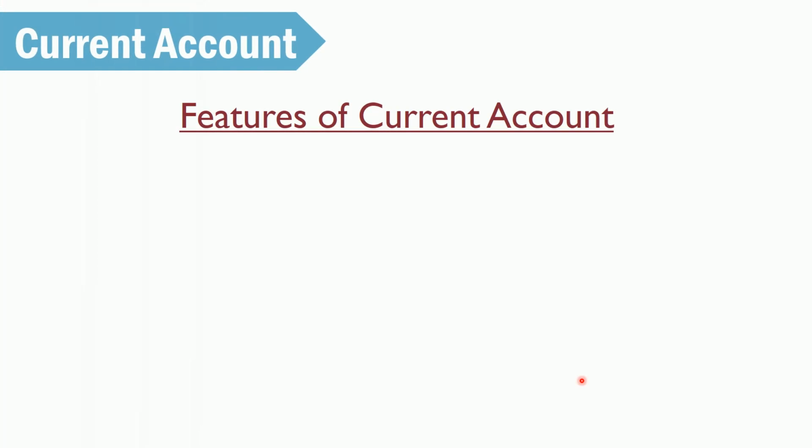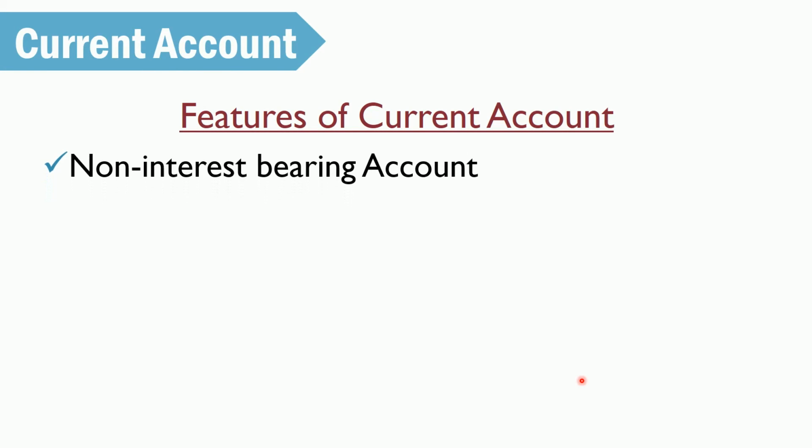Features of current account. A current account is a non-interest bearing account, meaning that no interest is paid by the bank to the current account holders for the amount deposited in the bank. Overdraft facility. Banks allow overdraft facility to the account holders either for a short period or on a regular basis, but to a certain limit.